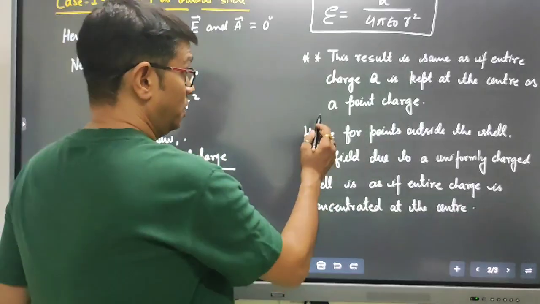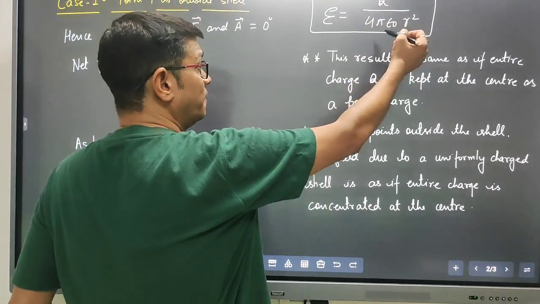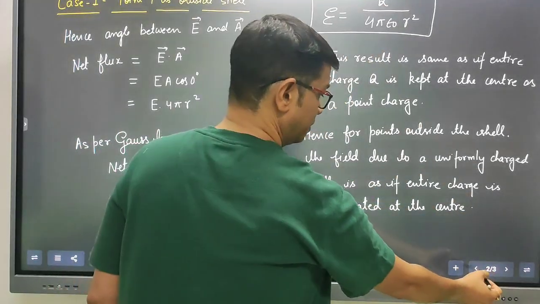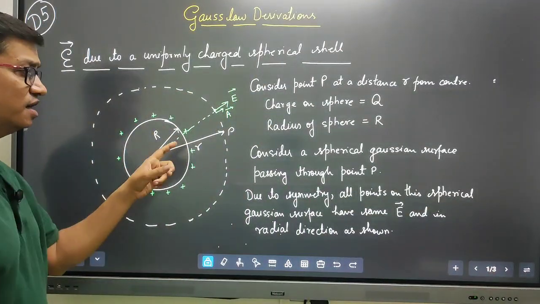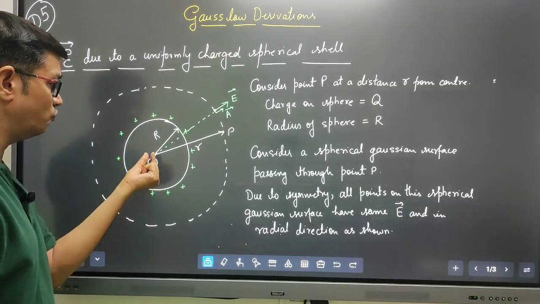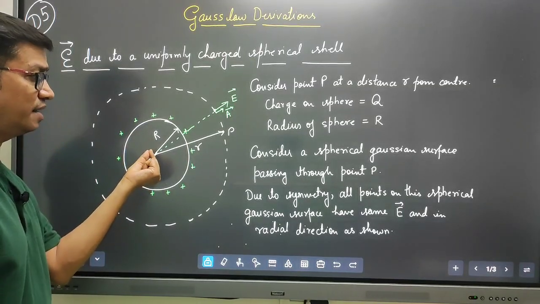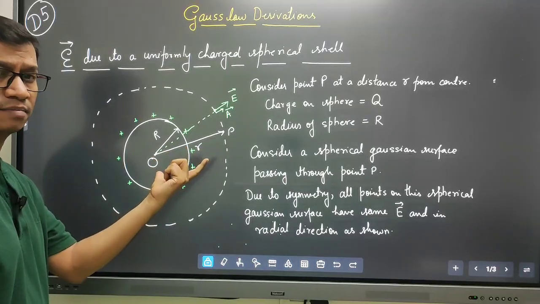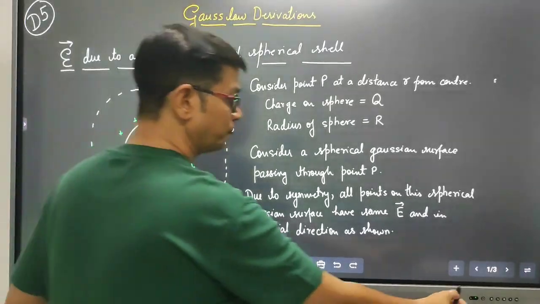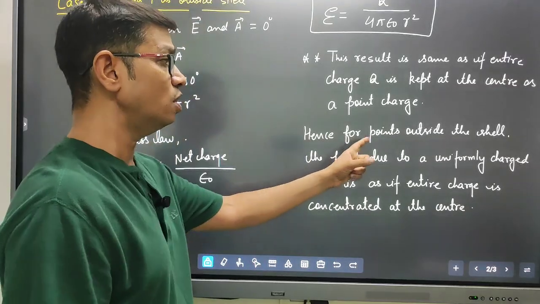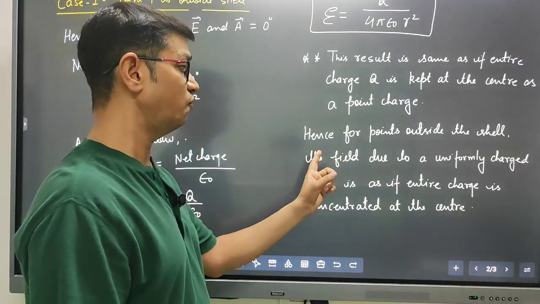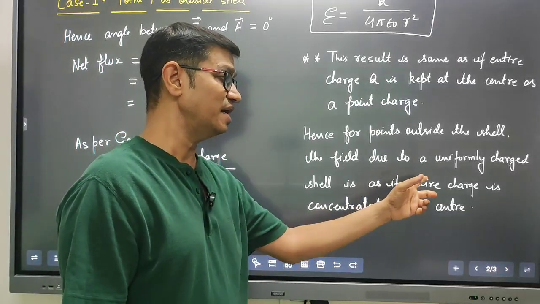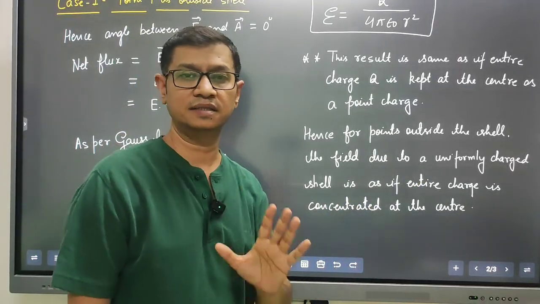So this is the formula for electric field of a spherical shell outside the shell. Now if you see this formula carefully, if instead of this shell I had given you a point charge capital Q kept at the center O, you would have got the same electric field, 1 upon 4 pi epsilon naught Q by r square, point charge. So for all the points outside the shell, the field due to a uniformly charged shell is as if the entire charge is concentrated at the center, right?